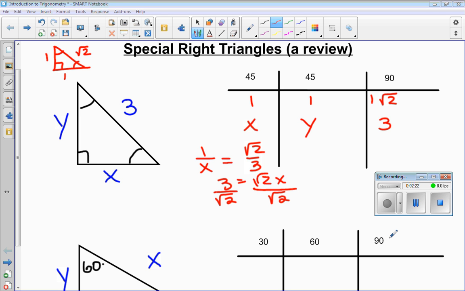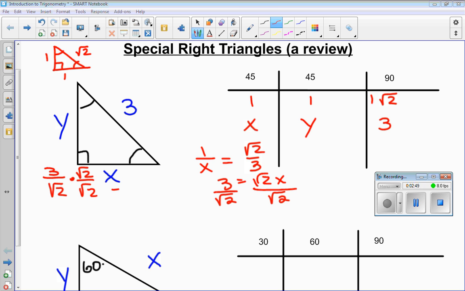Okay? And that will work for you every time. What's the problem with leaving my answer as 3 divided by the square root of 2? What's wrong with that? What did we talk about last class? Can't have the radical in the denominator, which is where it is. So I have to rationalize it. What do I multiply by to rationalize? Square root of 2 over the square root of 2.